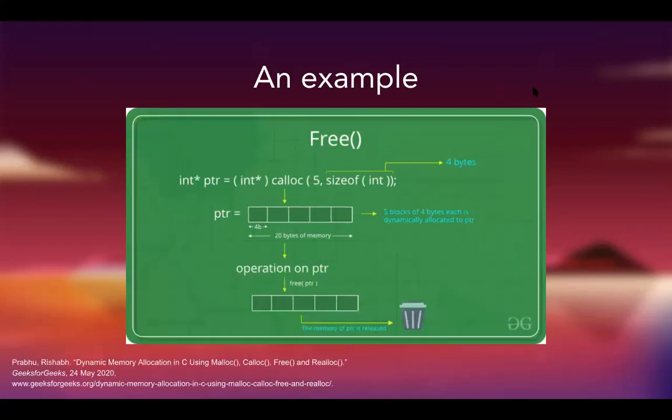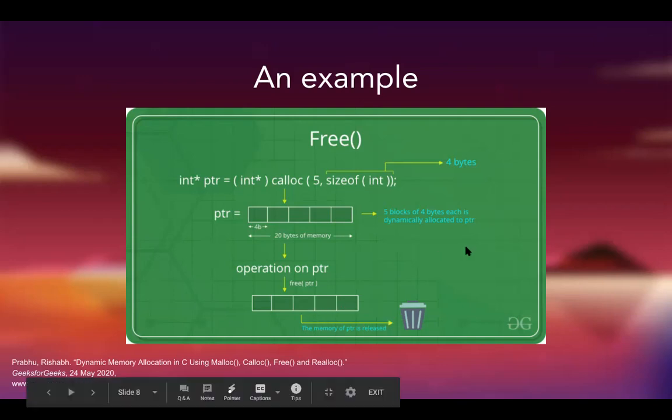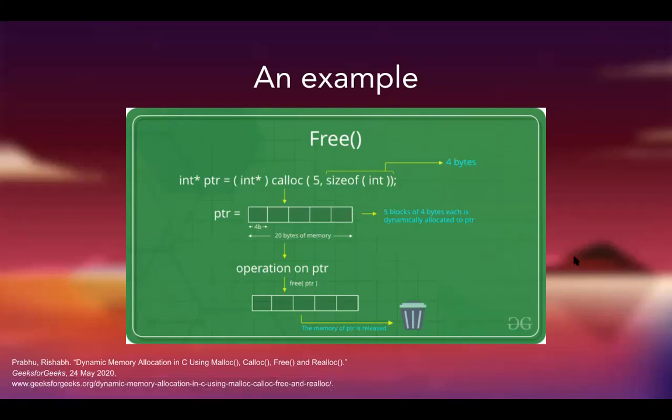So how about for free? Continuing off of that previous example, let's say you do some stuff with the memory that you allocated, and then you're all done with it. You need to make sure that you free it. All that freeing is going to do is take those 5 blocks of memory and release it back to the system. Maybe a trash can is not the best visual, but it's making it available again to the system, so that if you call calloc 5 sizeof int again, it's possible that you could get some of those same memory locations.